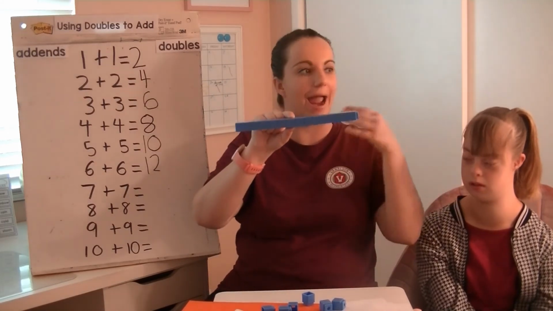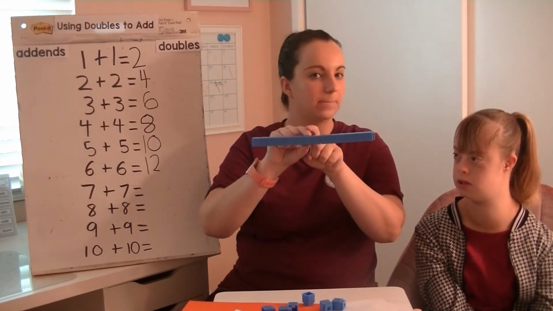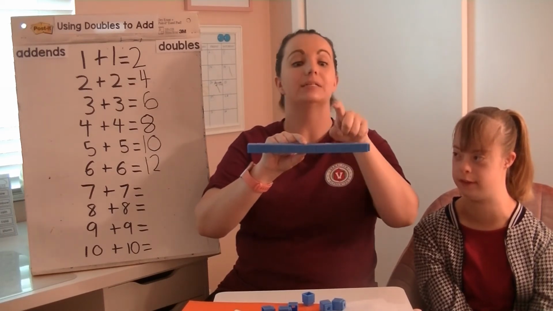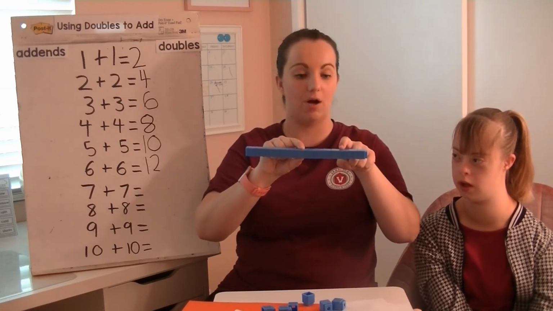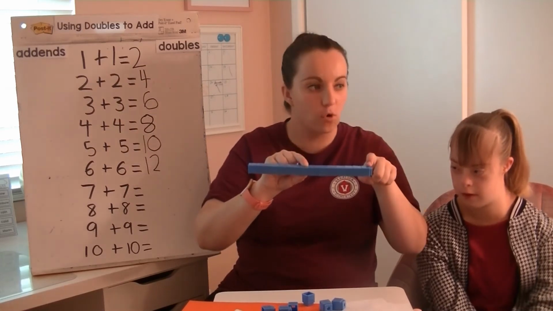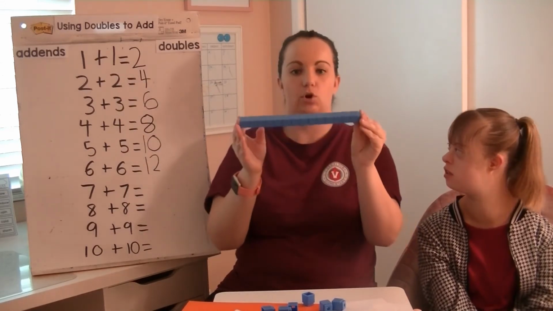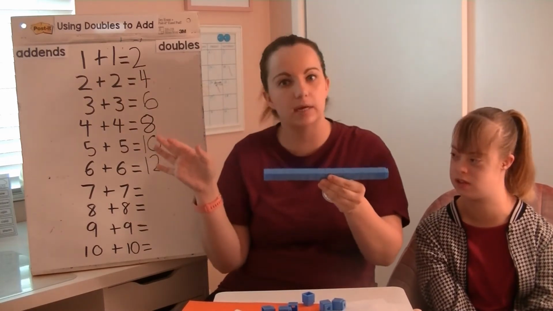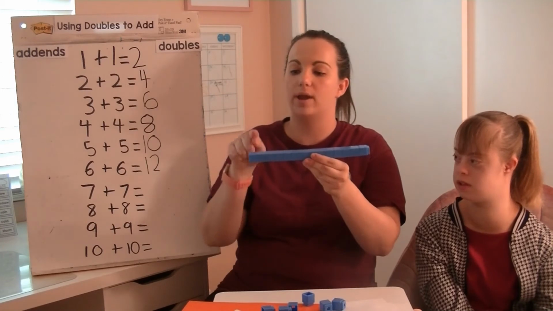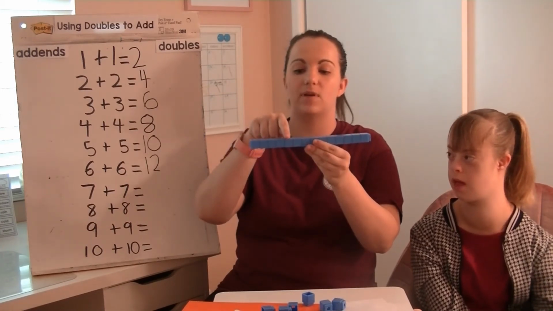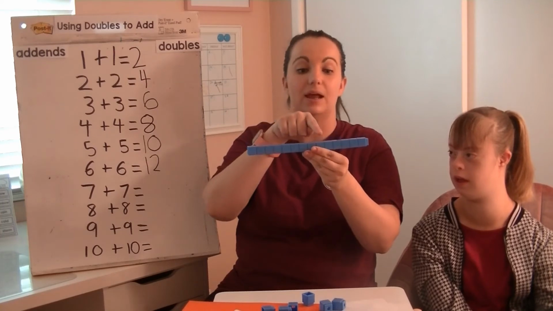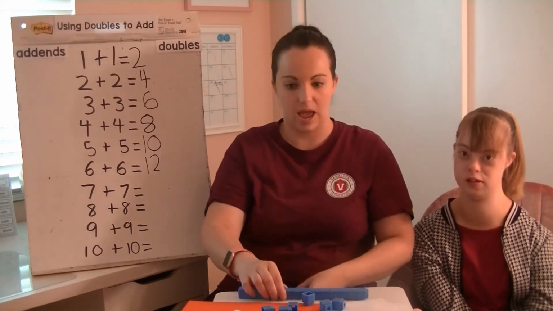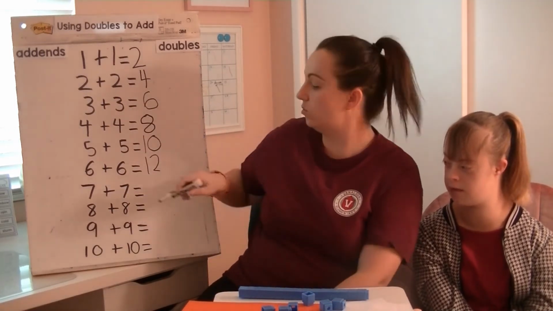Let's keep counting or adding on Kaylee's 7. What number comes after 7? 8, 9, 10, 11, 12, 13, 14. 14. Oh my goodness, it keeps getting larger and larger. 7 plus 7 equals 14. I'm just going to double check that because it doesn't hurt to double check. 1, 2, 3, 4, 5, 6, 7, 8, 9, 10, 11, 12, 13, 14. 14. Yep. 7 plus 7 equals 14.